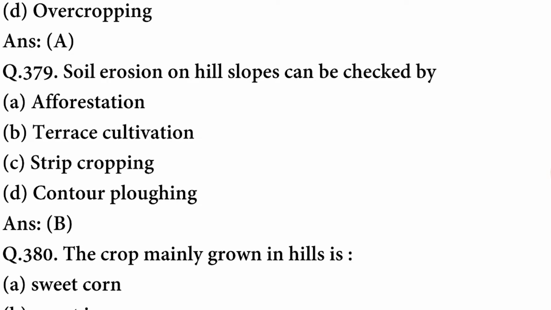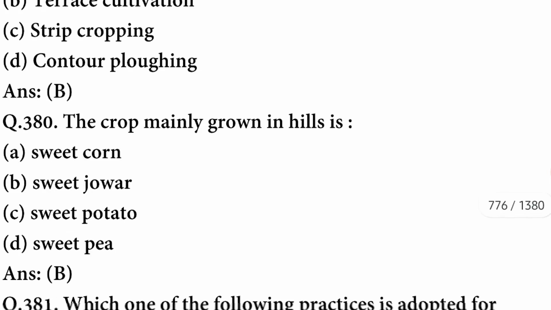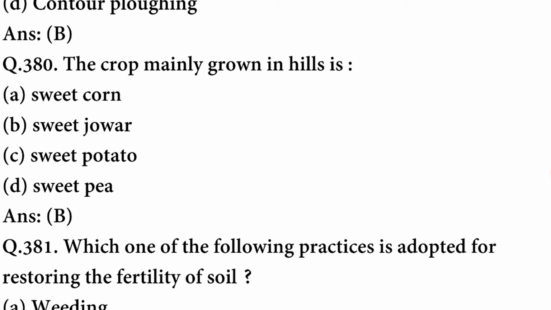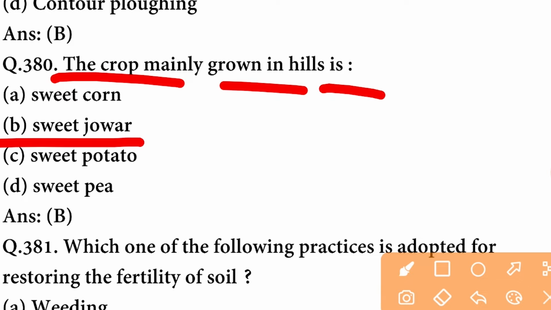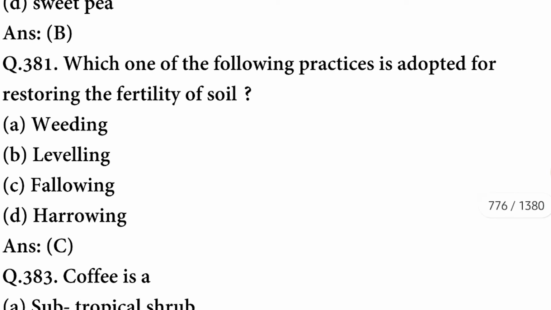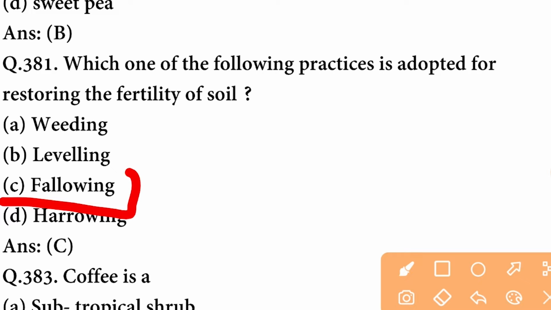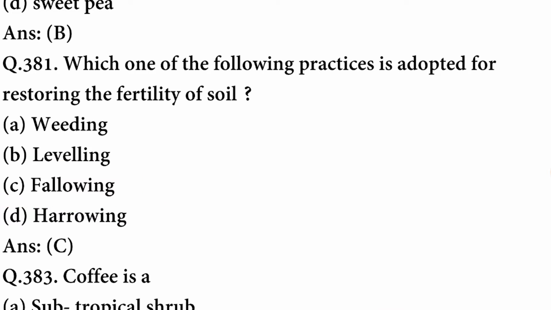Soil erosion on hill slopes can be checked by terrace cultivation. B option is correct. The crop mainly grown in hills is sweet jowar. B option is correct. Which one of the following practices is adopted for restoring the fertility of soil? The practice is fallowing. C option is correct.